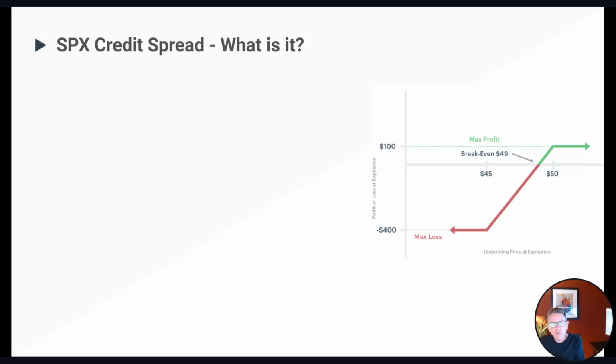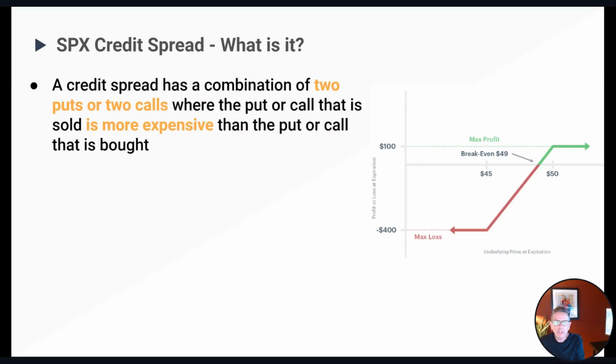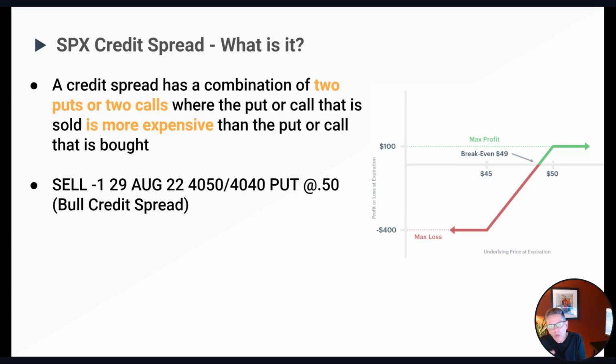So hopefully after today, you'll have a better understanding of what you can do in terms of trading. For now, let's look at the SPX credit spread. This is most of the trades that I use, and I'm going to share with you what these are. Some people may not know what they are, but a credit spread is a combination of two puts or two calls where the put or call that is sold is more expensive than the put or call that is bought. That gives you a credit when you put on that trade. So in this example, the 40-50 and 40-40 put, you're gaining $50, and you multiply it by one contract by 100, right?